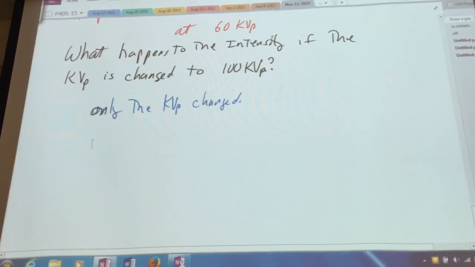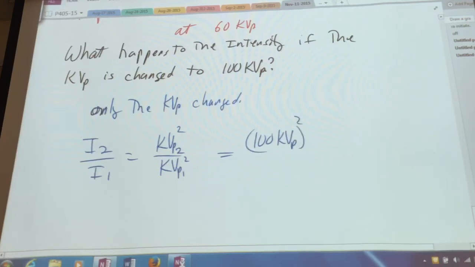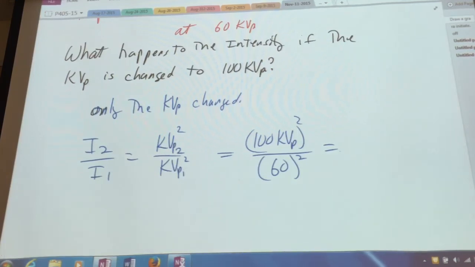So you're going to say that I2 over I1 is equal to kVp2 squared over kVp1 squared. And we're going to say 100 kVp squared over 60 squared. Then we're going to calculate away. And we get 2.78.